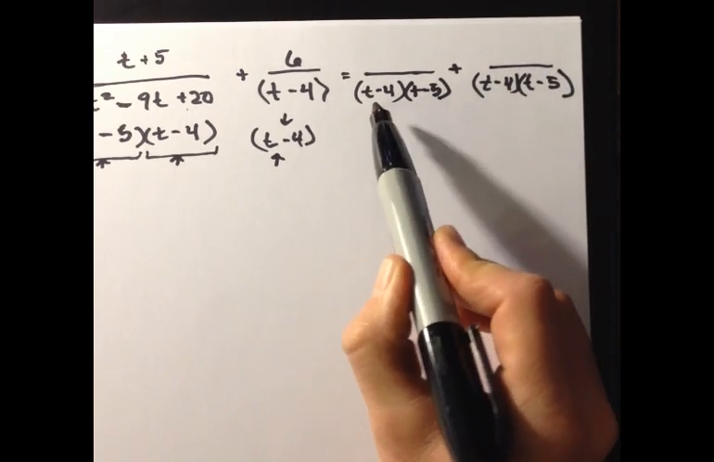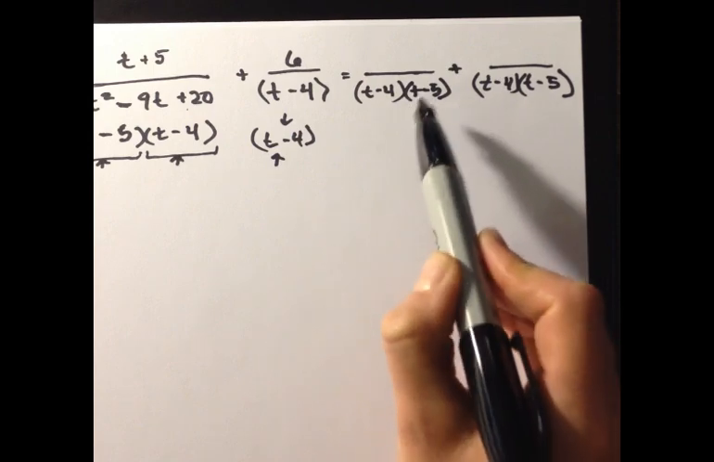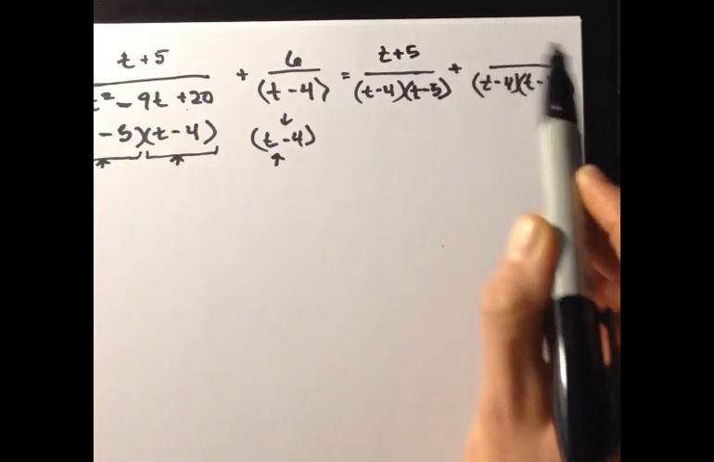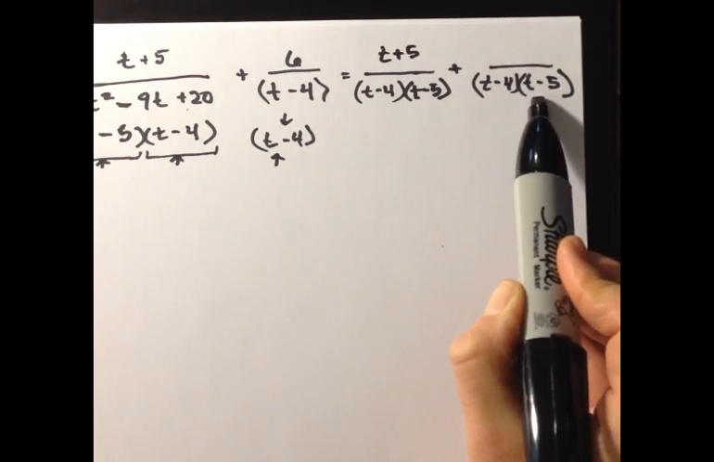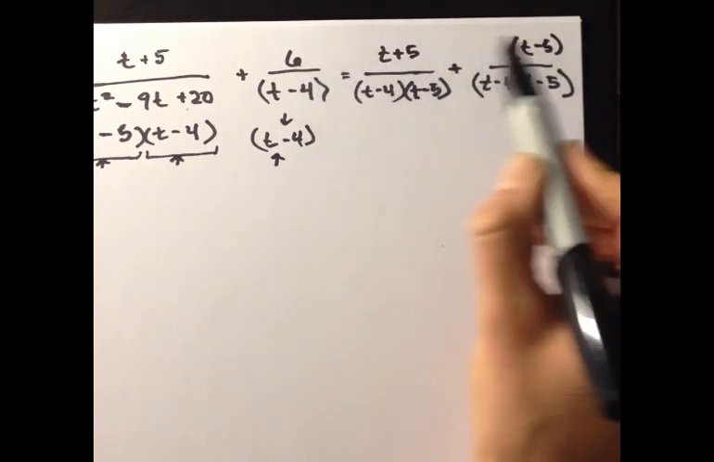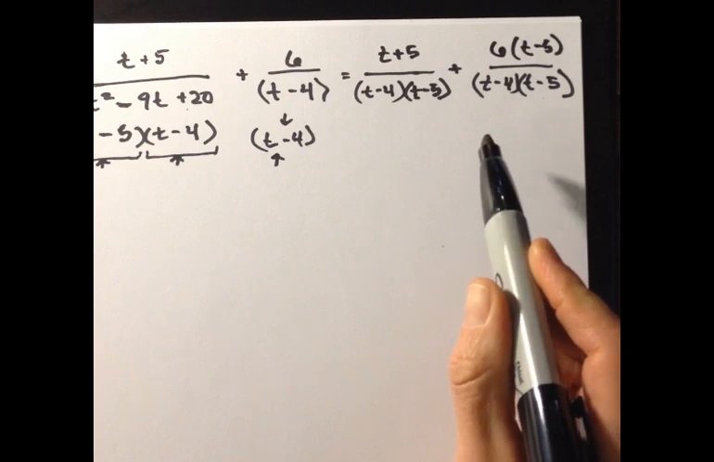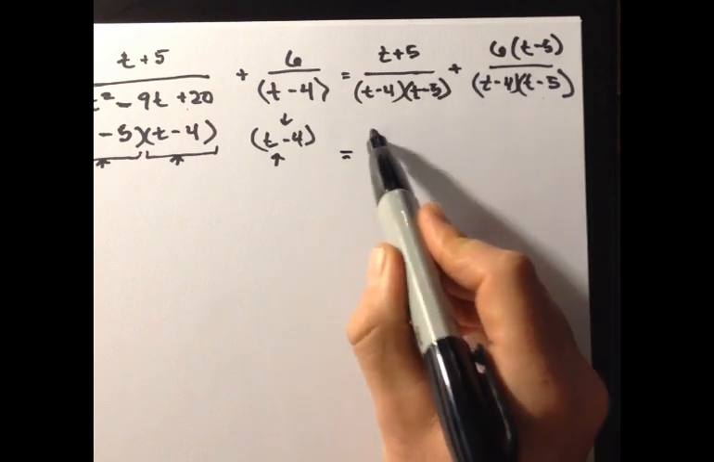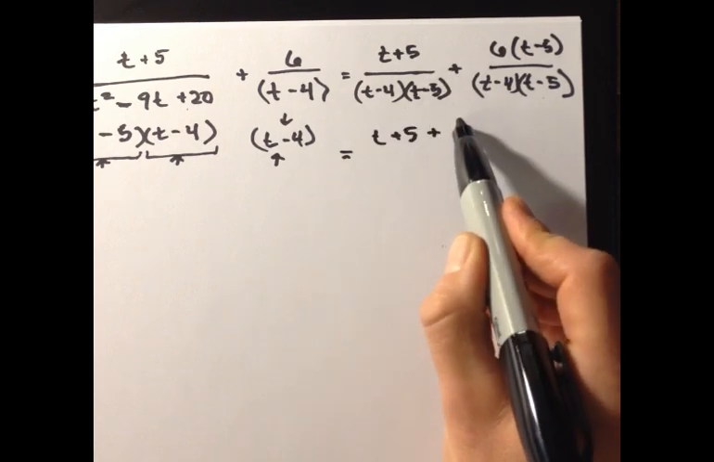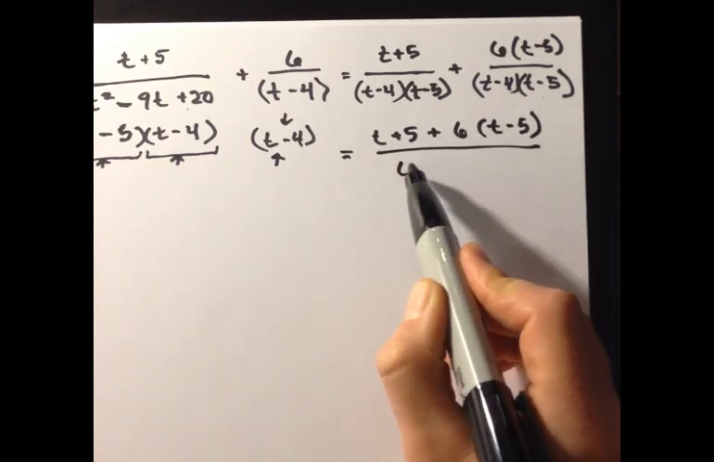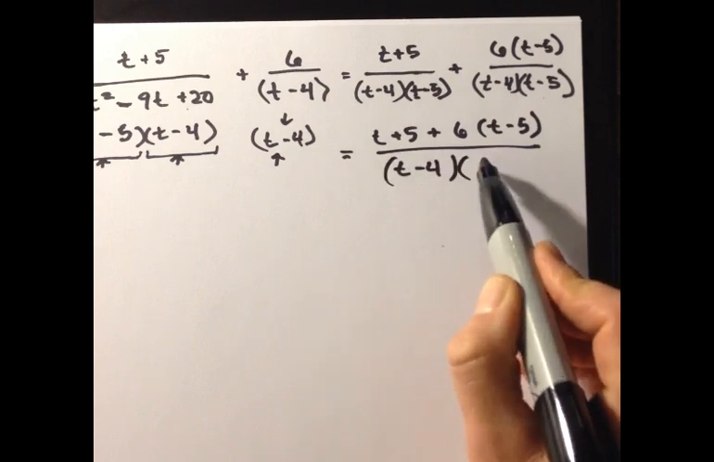Over here, I did not have to multiply the denominator by any other factors than what was already included, so I'm just going to keep my numerator the same. Over here, my denominator, I had to multiply by a factor of t minus 5. So that means I've got to do the same thing up top, and of course, multiply that by my original numerator. Now these denominators are the same, and they can be added. So I'll have t plus 5 plus 6 times t minus 5 all over t minus 4 times t minus 5.